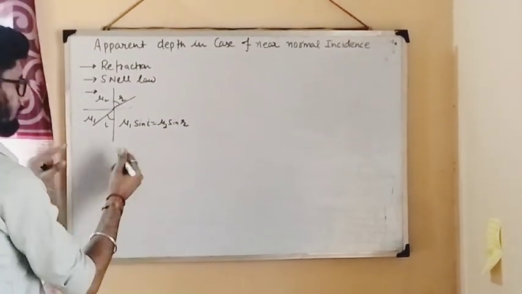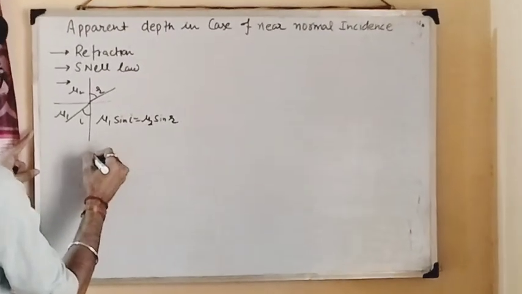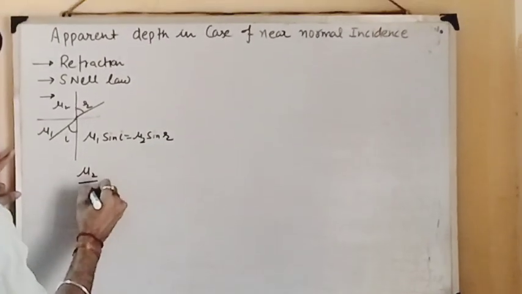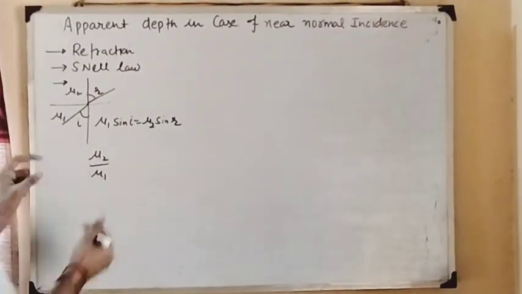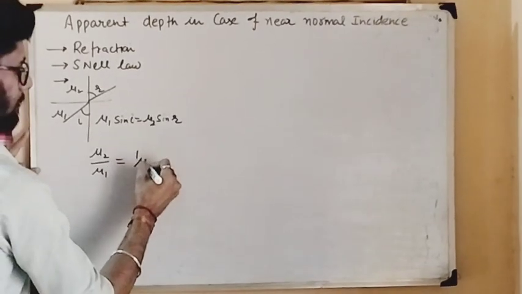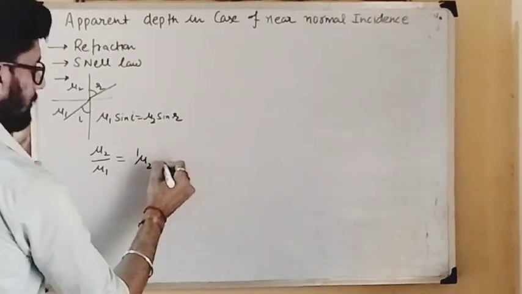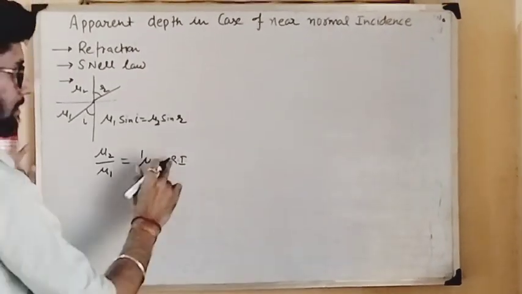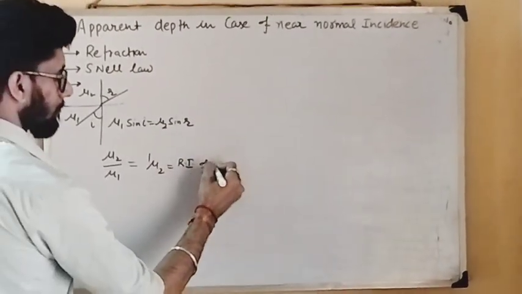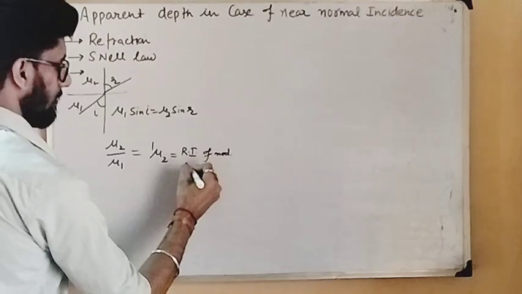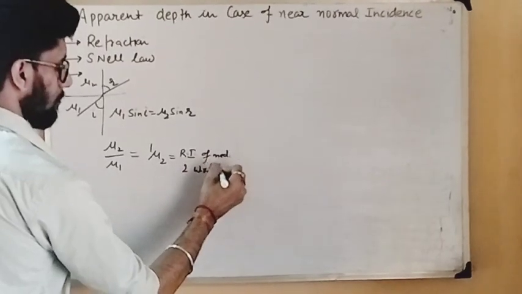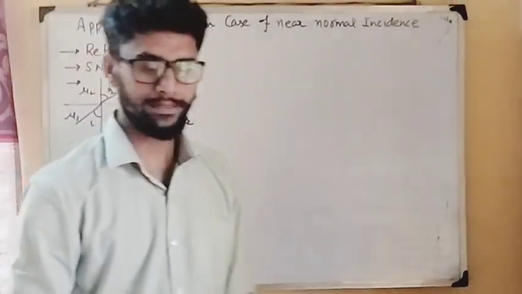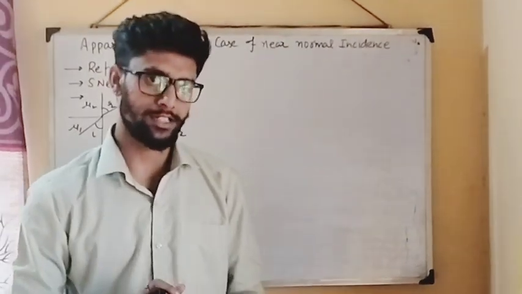Other than this, there is one relation that you should know: the ratio of refractive indexes of two mediums can also be written as 1mu2. That is, the refractive index 1mu2 represents the refractive index of medium second with respect to 1. Okay, so these were some prerequisites.